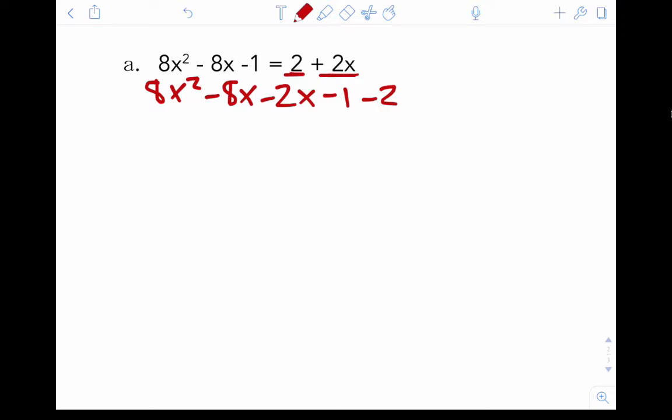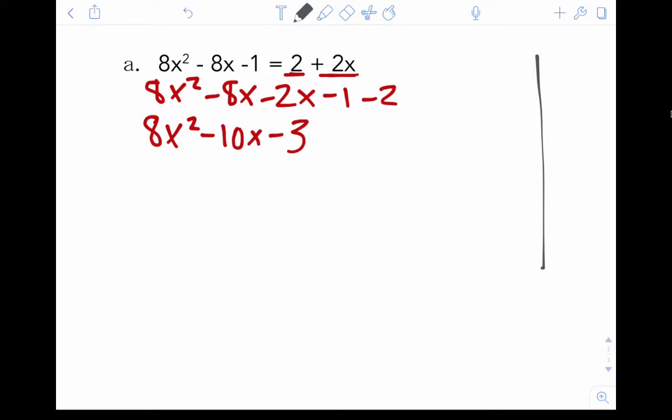Now I need to go ahead and combine all my like terms. Even though I have two x's in the middle here, I don't know that those are the right numbers. I don't know that those will actually work, so I still need to go through this AC process. So I have 8x squared minus 10x minus 3. So I know that my A is 8, my B is negative 10, my C is negative 3. So my AC is negative 24.